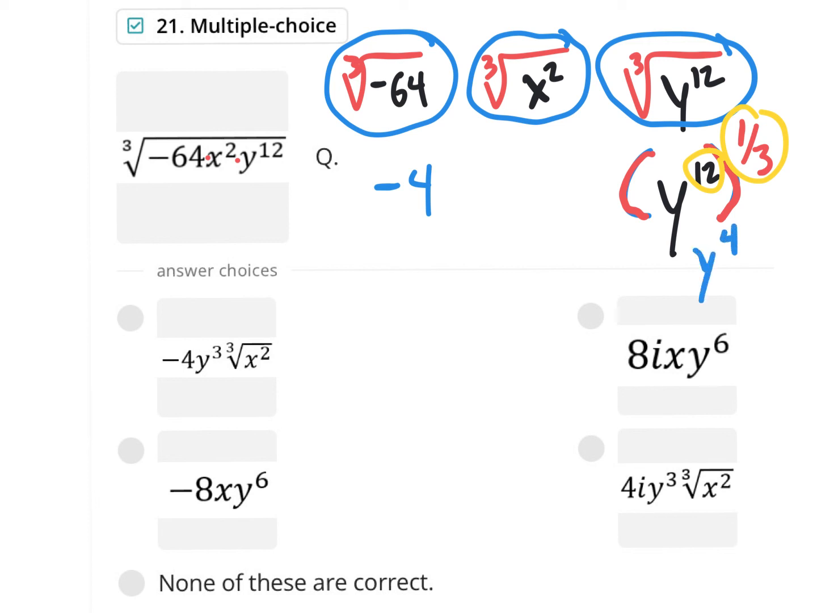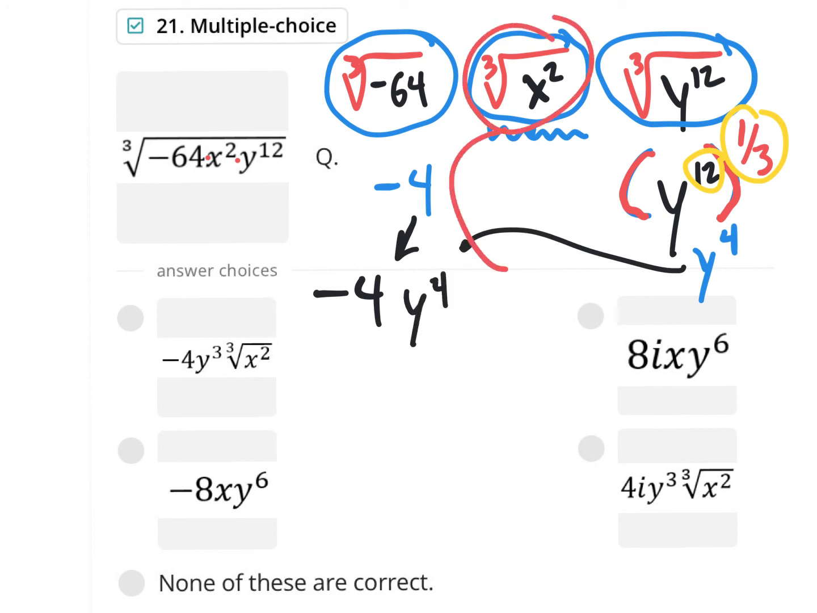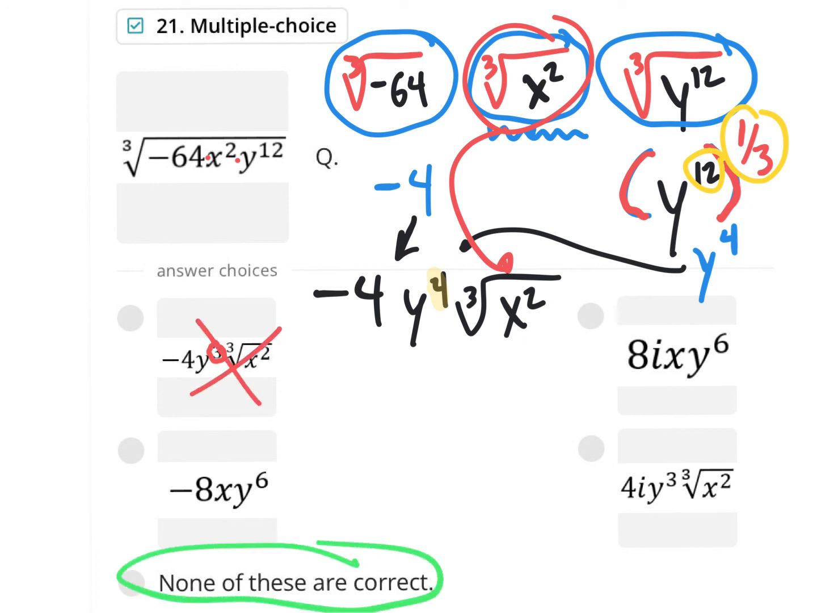Because this answer is y to the 4th, with that cube root at the very end. So our final answer is negative 4, we have the y to the 4th, with the cube root of x squared at the very end. And if you're looking for that answer, you might think that it's this one, but it has a power of 3 right there, and we know that this guy is not the power of 3, it's power of 4, so it almost is the right answer, but it's not. So in this case, none of these are correct, would be the correct answer.